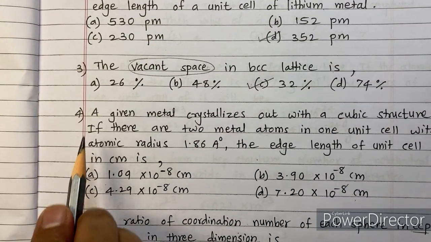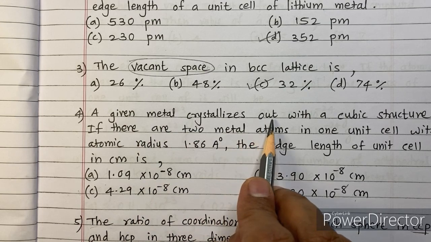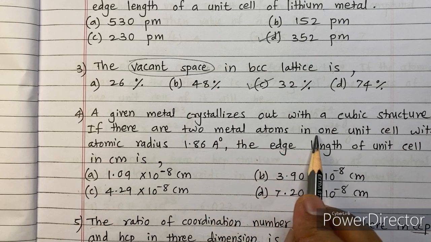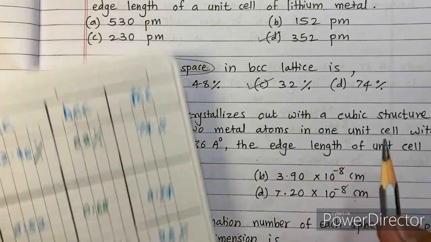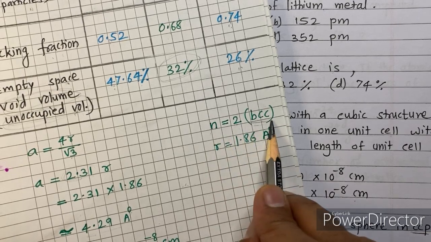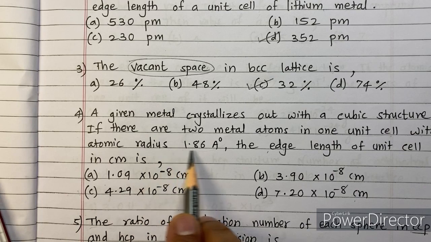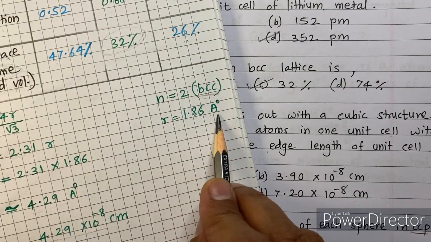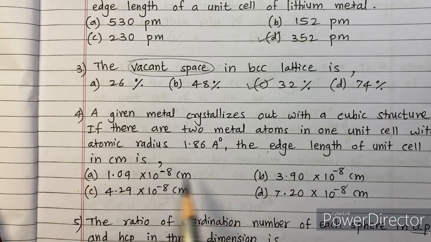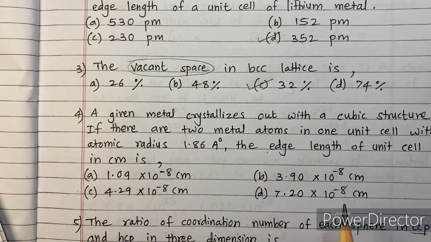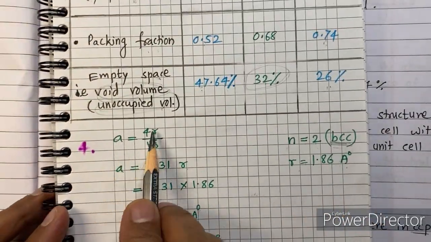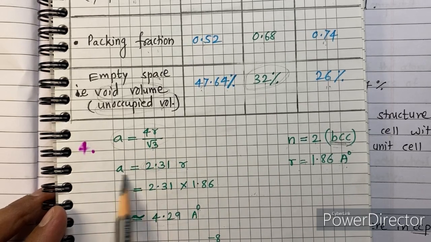Next question. A given metal crystallizes out with cubic structure. If there are two metal atoms in one unit cell, that is two atoms present in one unit cell, that is it is a BCC structure with the atomic radius 1.86 Armstrong unit. The edge length of the unit cell in centimeter is, the options are given in a centimeter. Okay, now you know for BCC the relation between A and R, this one, for easy calculation use this.